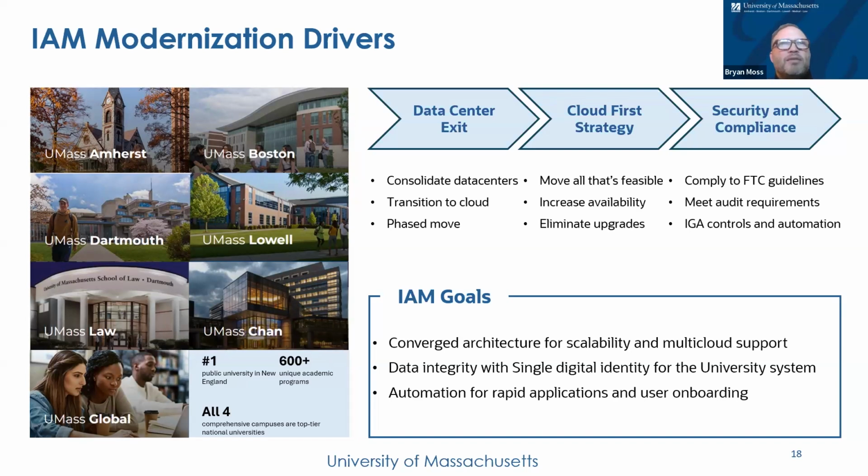One of our goals was a converged architecture for scalability and multi-cloud support. We wanted data integrity with a single digital identity for the university system, and automation for rapid application and user onboarding. A lot of these goals come from our target end state that we worked with campuses on to create our vision of what we wanted for IAM. And of course, our technical solutions have to be able to support these goals. We were happy that Oracle's on-prem was doing this.